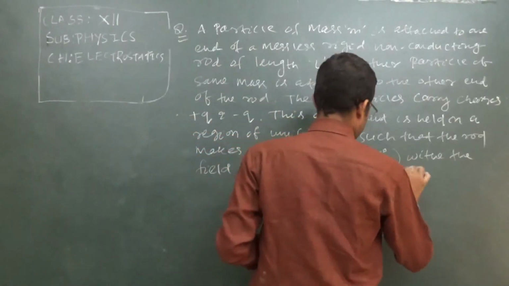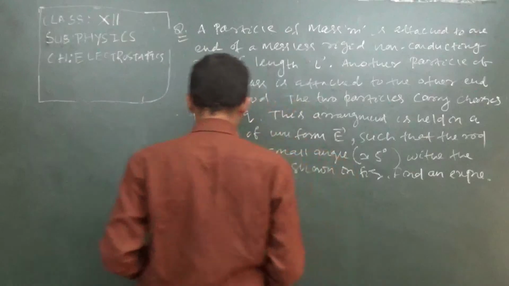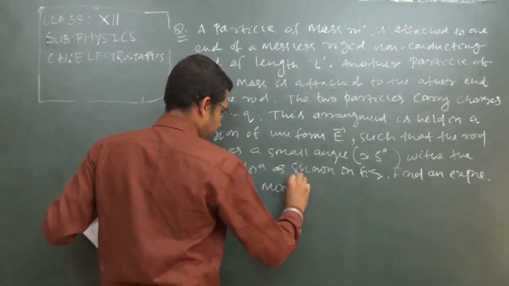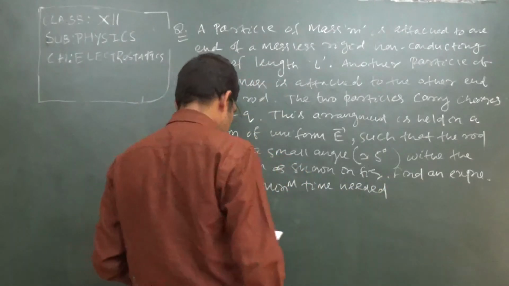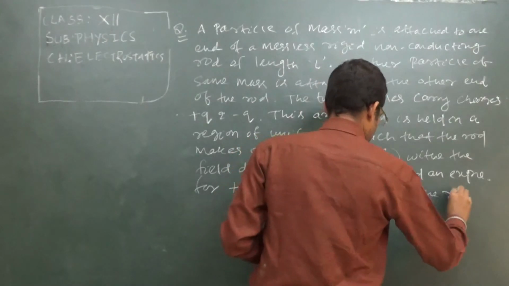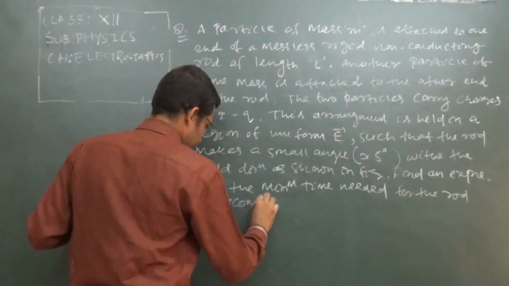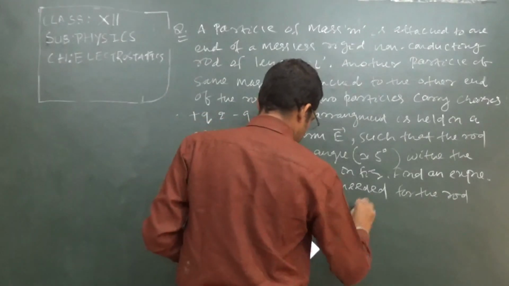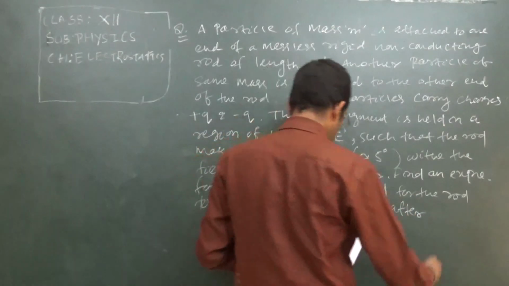Find an expression for the minimum time needed. The question is quite important. This was asked 3-4 times in entrance exams. Needed for the rod to become parallel to the field after it is set free.